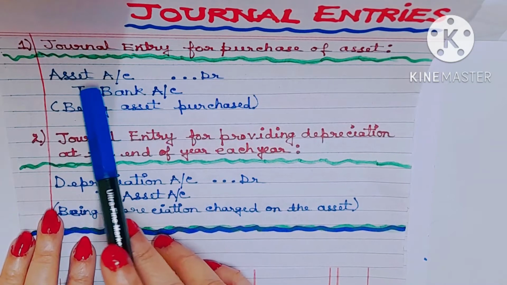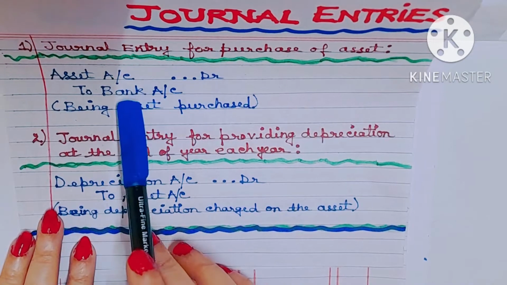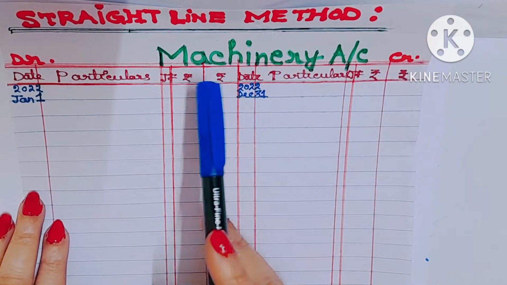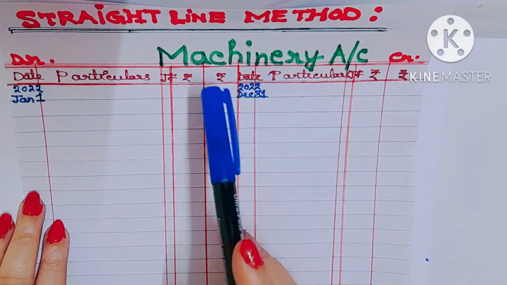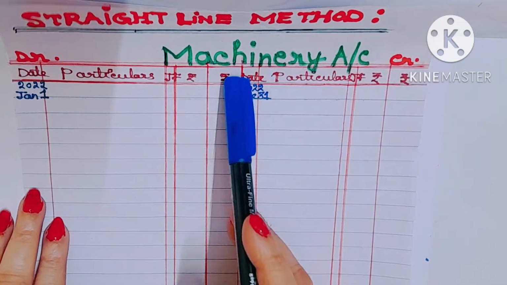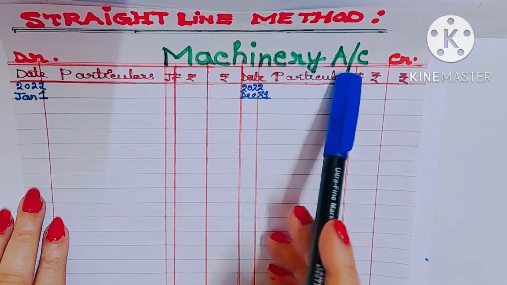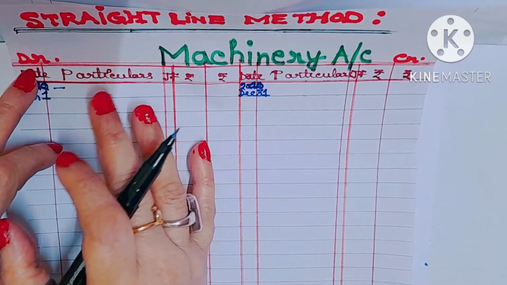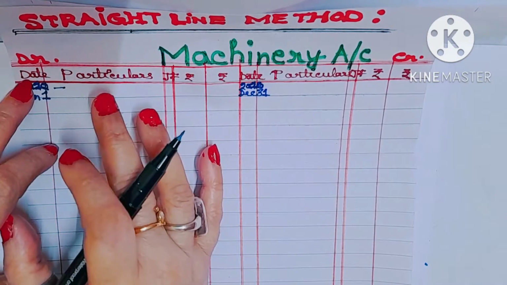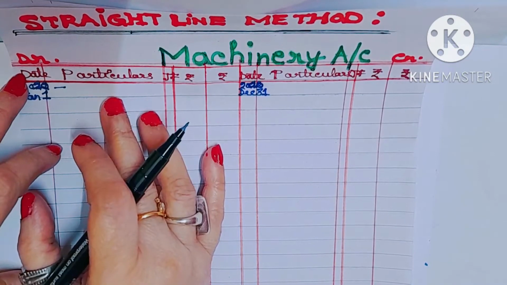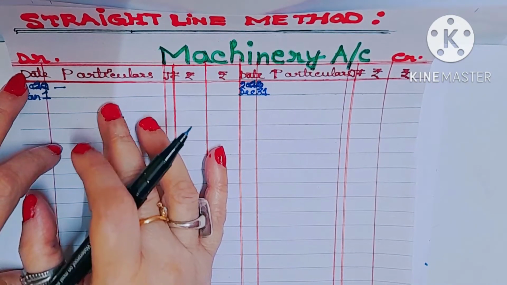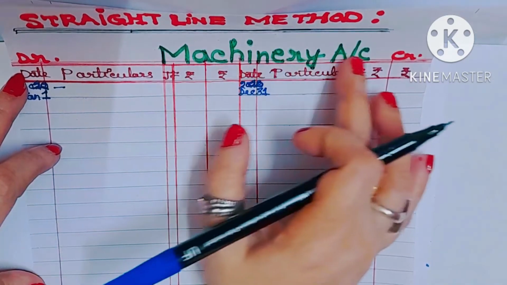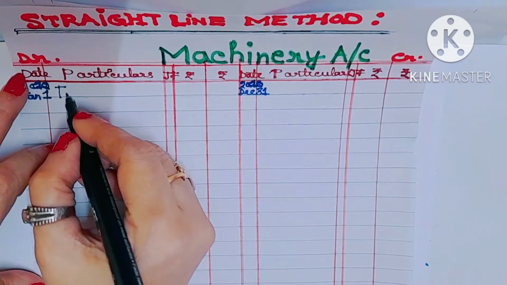So, we'll write machinery account debit to bank account. Understood? Since in the problem it has been given the asset is machinery account, we'll have to prepare machinery account. Understood? So, now simply we have to do the ledger posting for purchasing an asset. And I've shown you the journal entry will be machinery account debit to bank account. Understood?